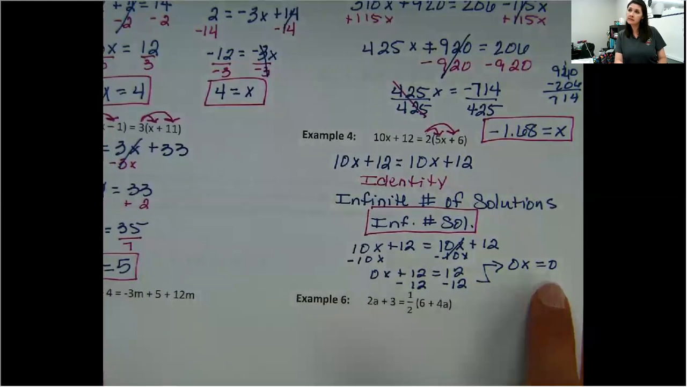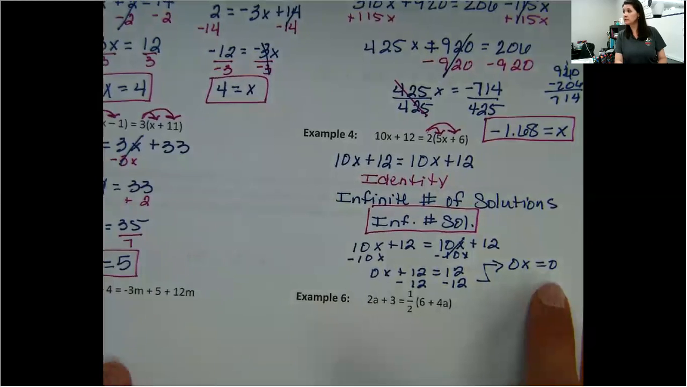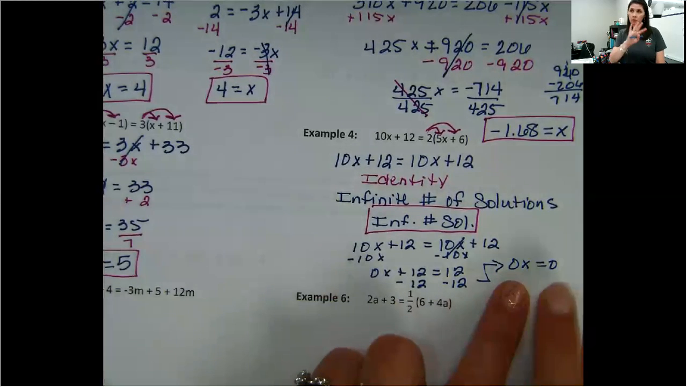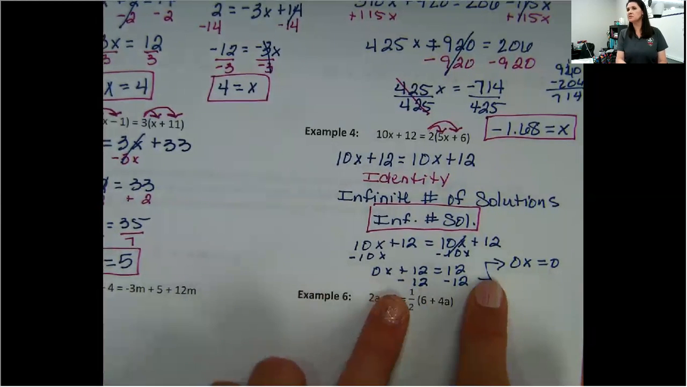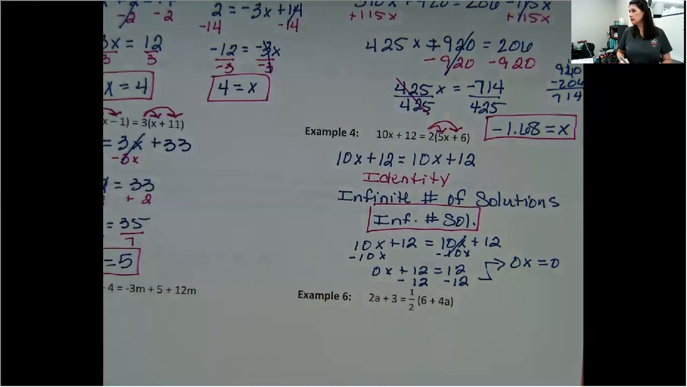When we get to number 5, it's going to be similar, but there's one difference where it will not be an identity. But once you get to this point, or you notice it's going to be 0 on both sides, just know that it's an identity.